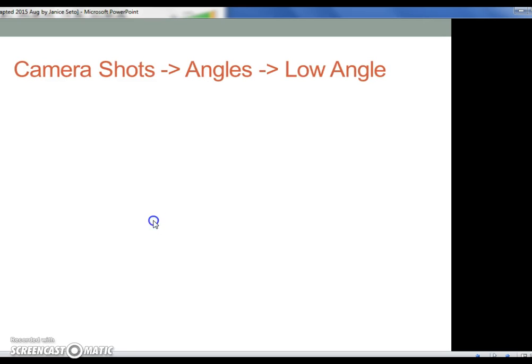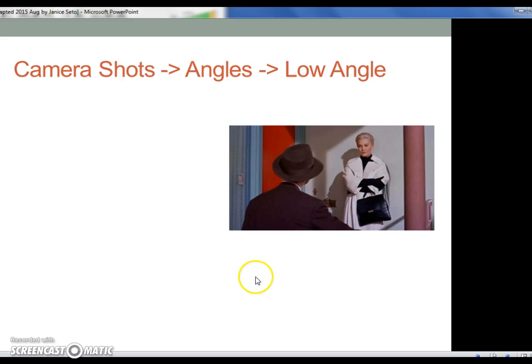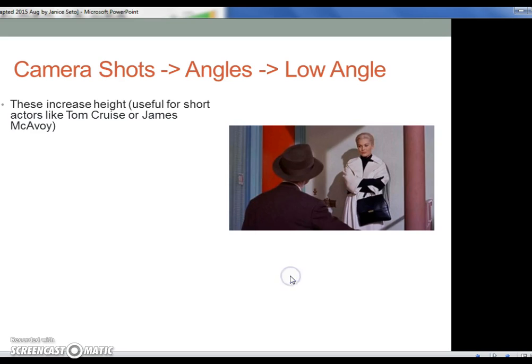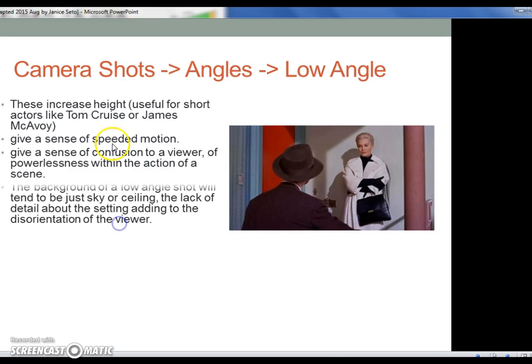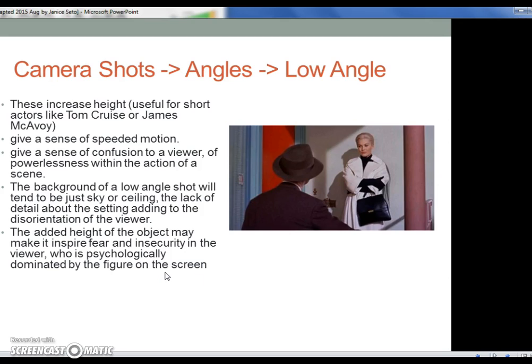Now let's take a look at the next one, which is the low angle. So the camera's low and it's shooting up. So here again, it's Vertigo, and James Stewart, the protagonist, although he's in the foreground, he looks important and larger. Because it's shooting up, he is actually in a position of subservience to her. She dominates the scene. Now, the other thing that I like about this is that if you've got an actor who's not too tall, let's say Tom Cruise, they shoot up just to make him look taller.